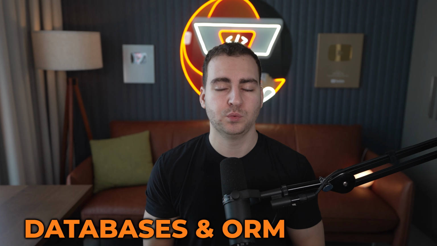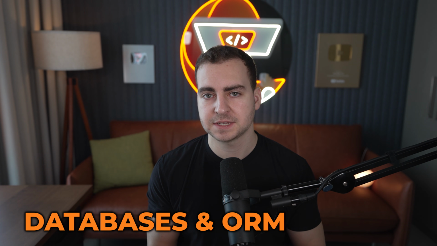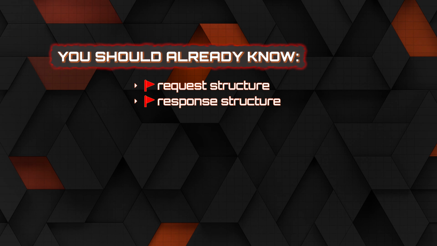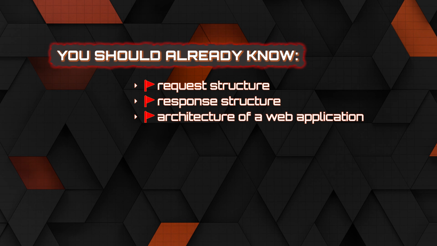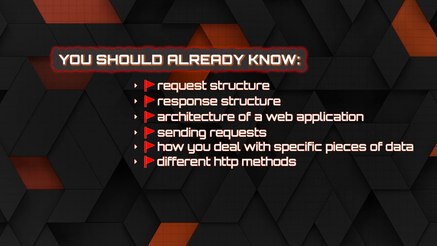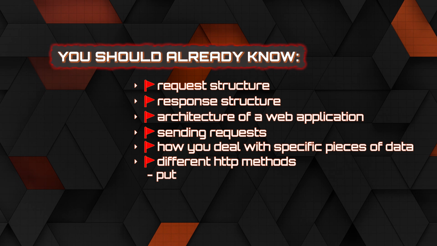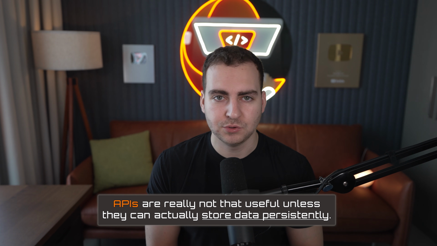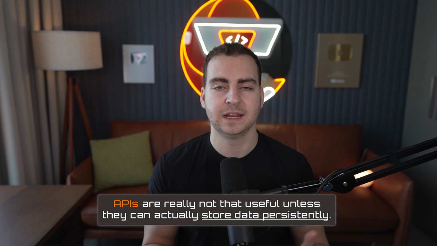So at this point, you would have written a few APIs in both Flask and FastAPI. You should be familiar with the request structure, the response structure, kind of the architecture of a web application, sending requests, how you deal with specific pieces of data, the different HTTP methods like get, put, post, delete, for example. And now it's time to look at databases. APIs are really not that useful unless they can actually store data persistently.